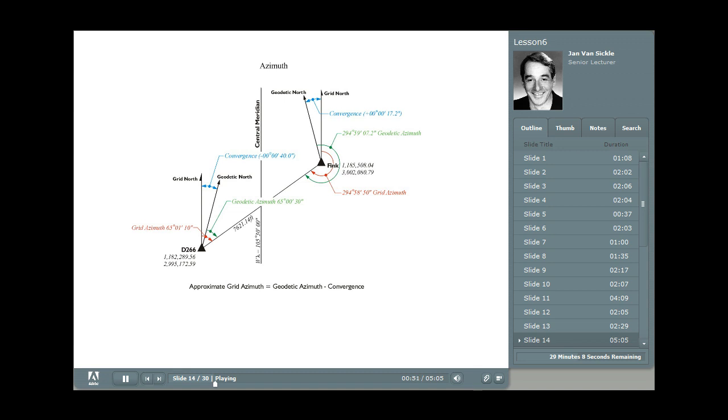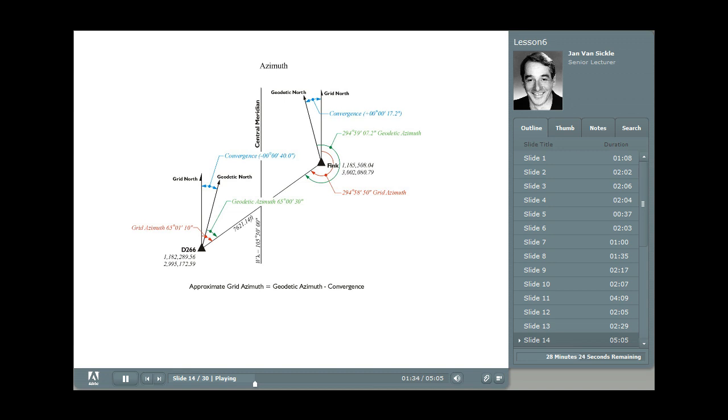Now here on the left you have station D266, and on the right station Fink. Okay. Now notice in both cases that grid north, this is grid referring to the state plane grid, grid north is exactly parallel with the central meridian, and this of course is the convention for any plane coordinate system. Now that parallelism is convenient because on your map in a plane coordinate system north is always up and always the same direction, and all norths are parallel.